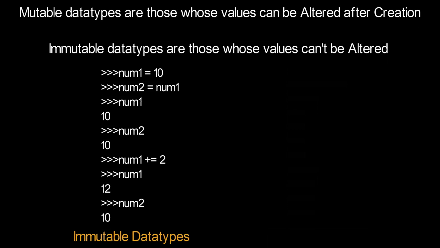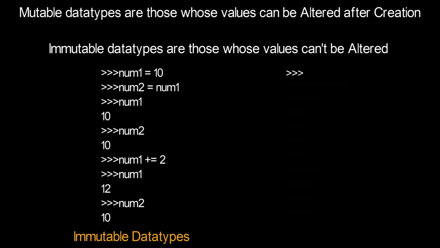So it refers to a different object to take the new value, and num2, which was referring to the previous object, still points to the same one, and it does not point to the other object. So it does not take the value 12, but instead retains its original value, which is 10.